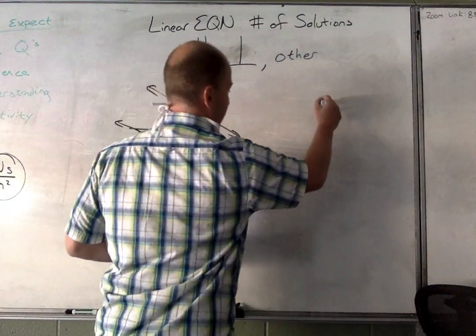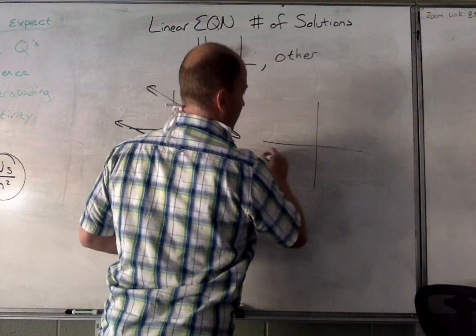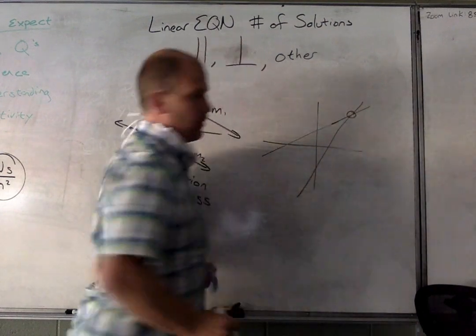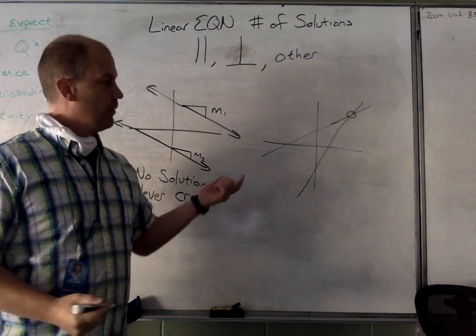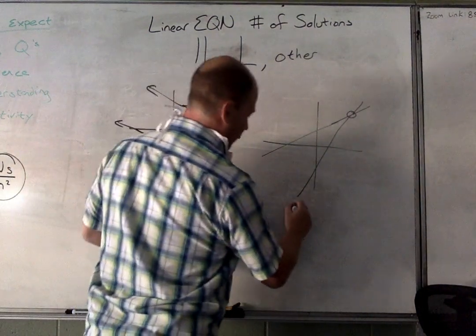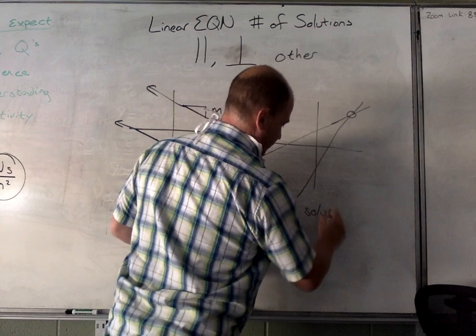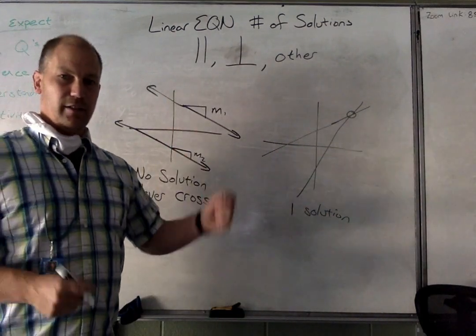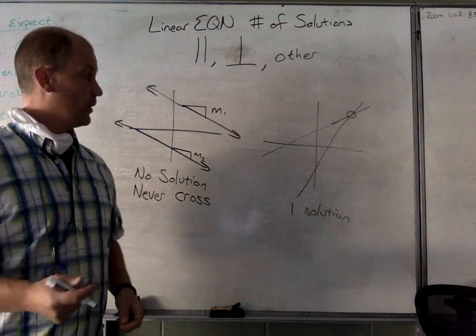Any other lines will always cross at some point, right? If the slopes are different, they will always cross. So they will have one solution, right? So if the slopes are not exactly the same, they'll have one solution.